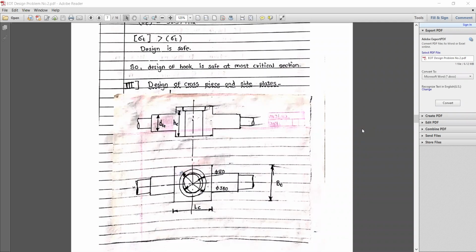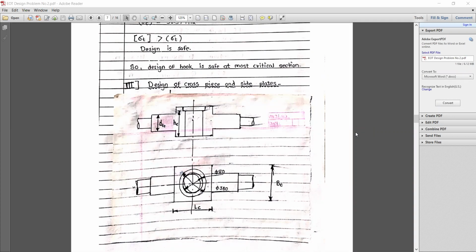Hello everyone, and welcome back to a lecture on the topic design of EOT crane. In a previous lecture, we discussed the design of EOT, problem number 2, where we finished the design up to rope wire design and hook design. Now in this lecture, we will discuss the further designs.